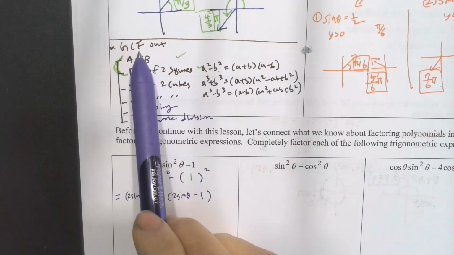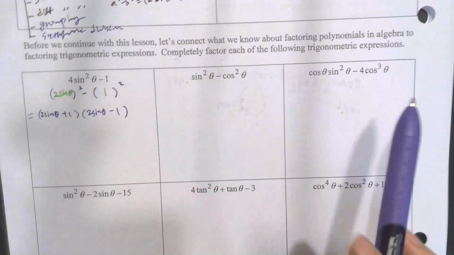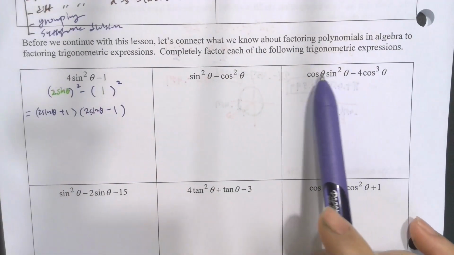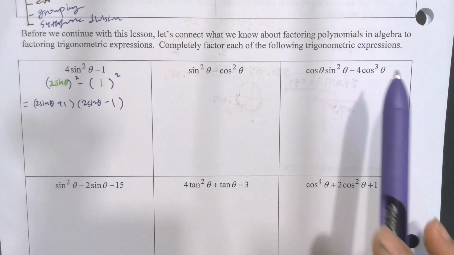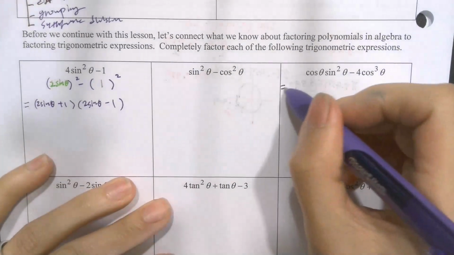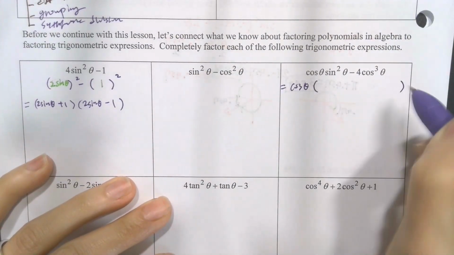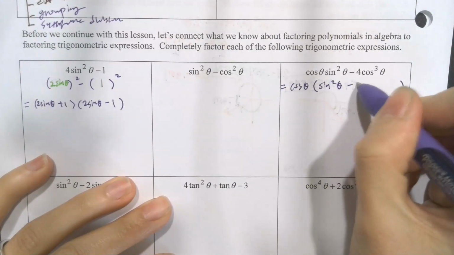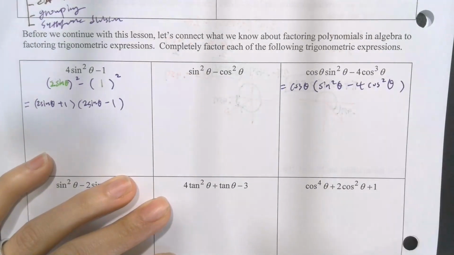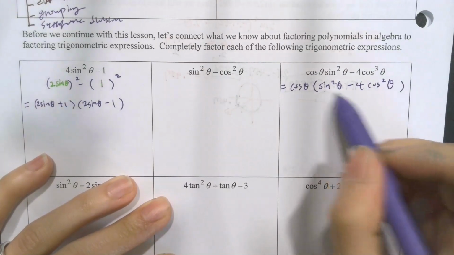Yeah, factor out the greatest common factor. Did you do that here yet? No, I haven't. So let's go. What goes in both those two terms? Cosine of theta. Great. Factor it out. Then we're left with sine square theta minus 4 cosine square theta. Right? Then look at inside of the parentheses.